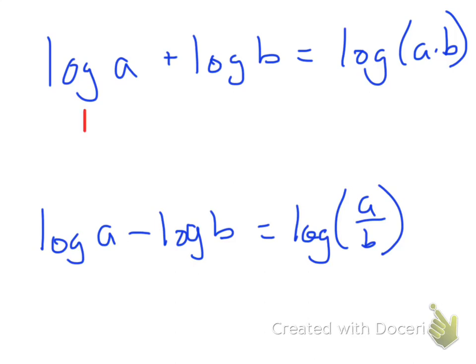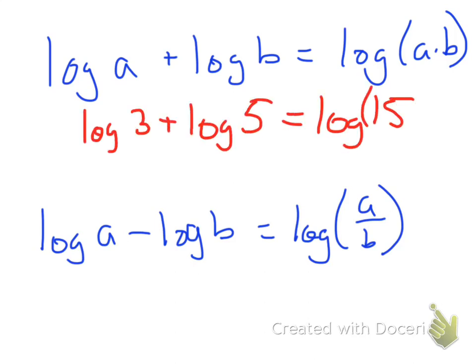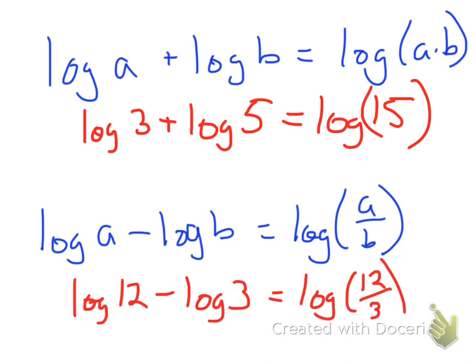So examples of that would be if you had log of 3 plus log of 5, that is going to end up equaling log of 15 because 3 times 5 equals 15. Using the quotient rule in the bottom, log of 12 minus log of 3 would equal log of 12 over 3, which is log of 4.